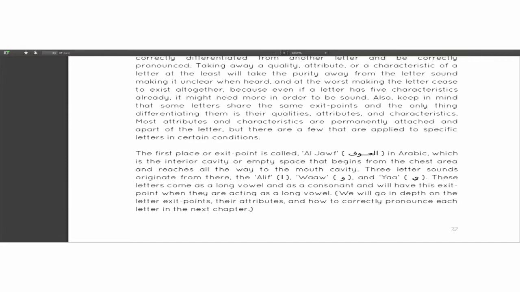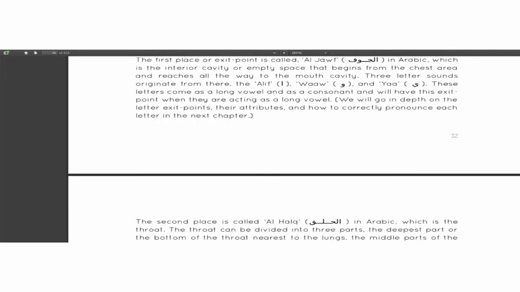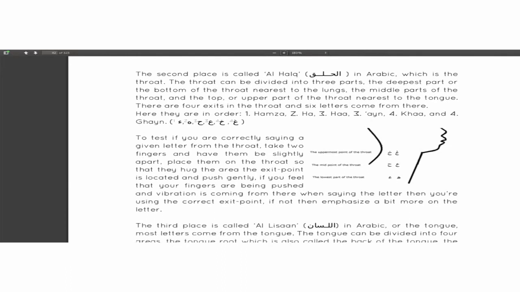The first place or exit point is called al-jawf in Arabic, which is the interior cavity or empty space that begins from the chest area and reaches all the way to the mouth cavity. 3 letter sounds originate from there: the alif, waw, and ya. These letters come as a long vowel and as a consonant, and will have this exit point when they are acting as a long vowel. We will go in depth on the letter exit points, their attributes, and how to correctly pronounce each letter later on. The second place is called al-halq in Arabic, which is the throat.